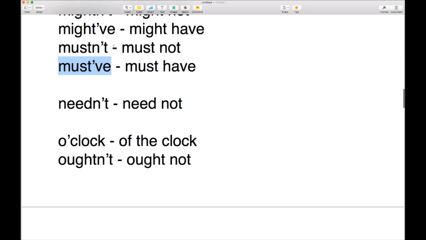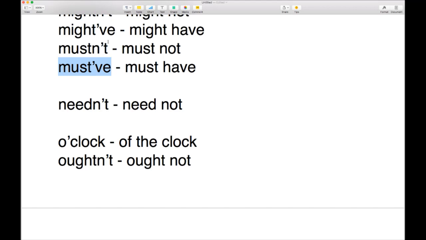Must have. Like the same, might have, he must have. So you might say, has Anna done all the things she promised she would do? And you would say, well, she must have. She always keeps her promises. I try to keep my promises. I really do.